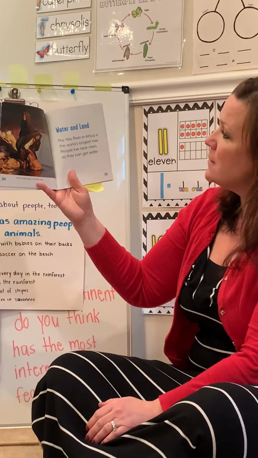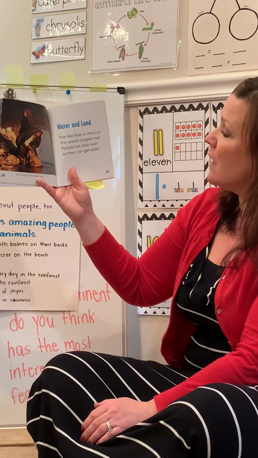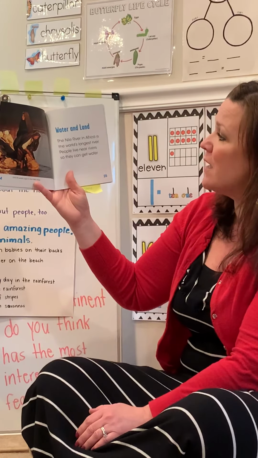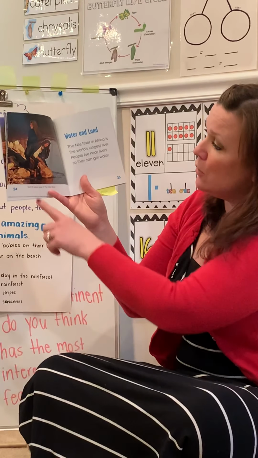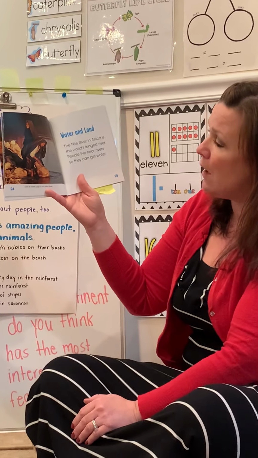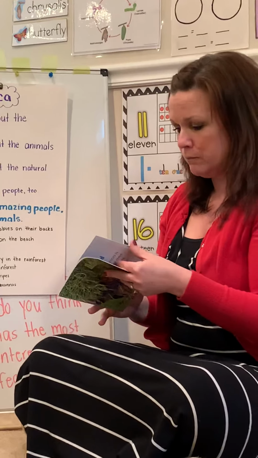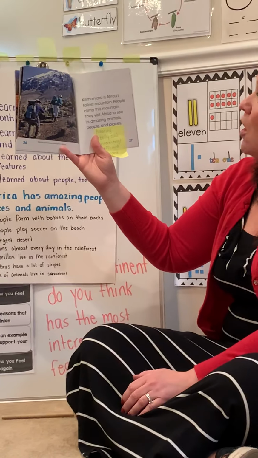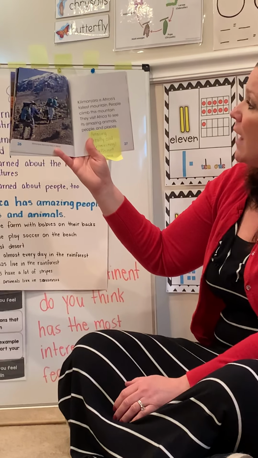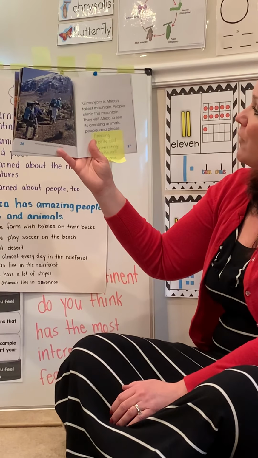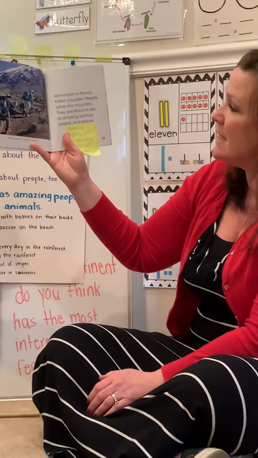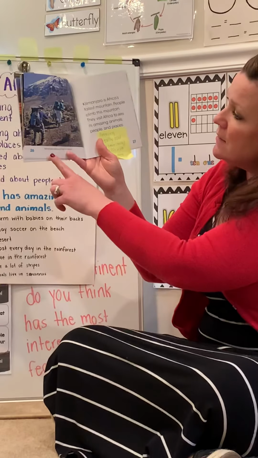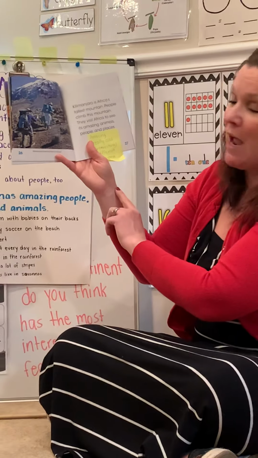water and land. The Nile River in Africa is the world's longest river. People live near rivers so they can get water. And here girls fill water jugs in the Nile River. Kilimanjaro is Africa's tallest mountain. People climb this mountain. They visit Africa to see its amazing animals, people, and places. And this is Kilimanjaro National Park in Africa.